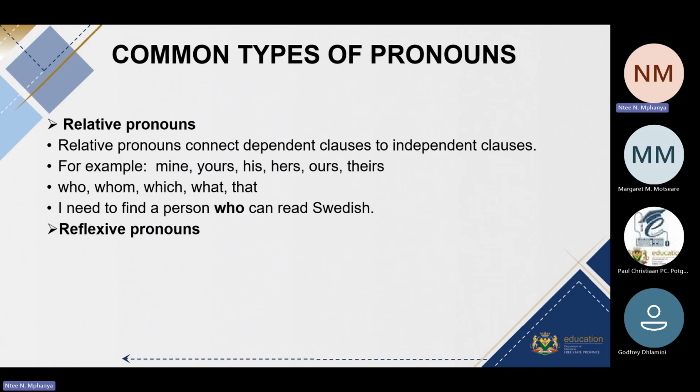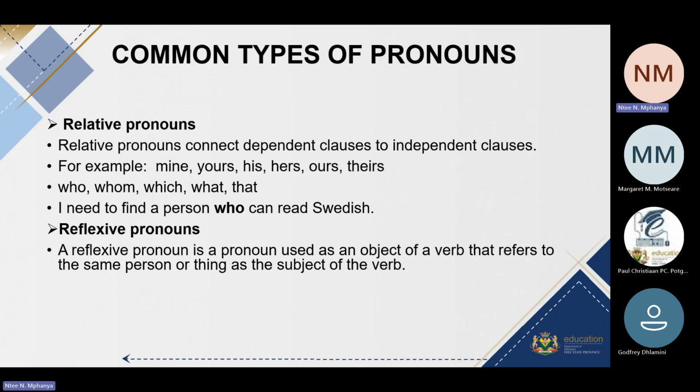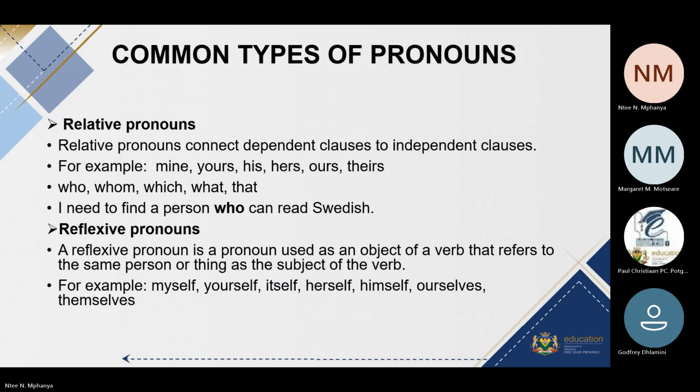And then reflexive pronouns. The reflexive pronouns are pronouns used as an object of a verb that refer to the same person or thing as the subject of the verb. Myself, yourself, itself, herself, himself, ourselves, themselves are examples of reflexive pronouns. They reflect. Look at the example: "Ken looked at himself in the mirror." Who is reflected in the mirror? Ken. That's why he can see himself in the mirror. Hence the word reflexive.